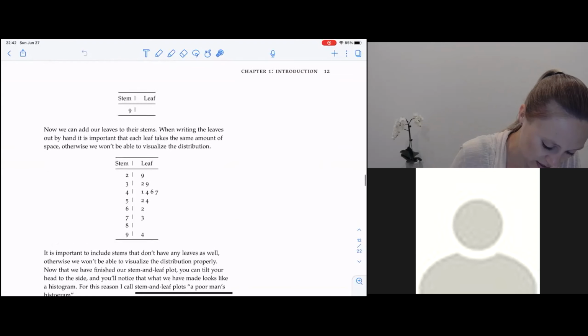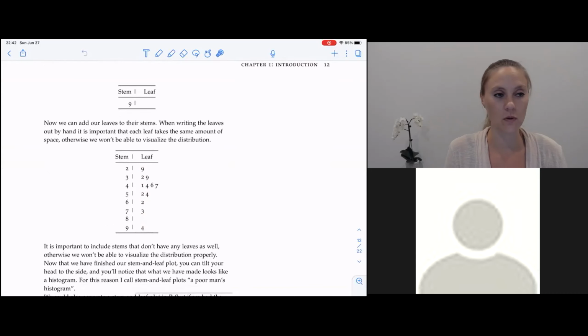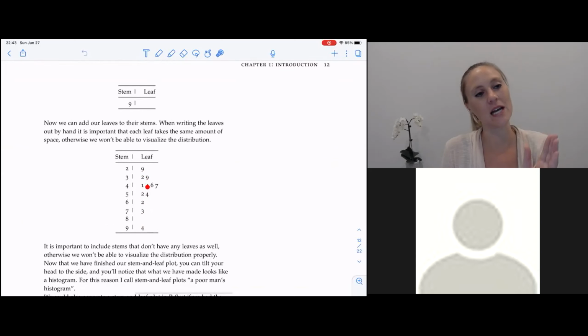So what you do is you add the leaves. So when you write these by hand, which you won't have to do, make sure that when you stack them, each leaf takes the same amount of space. Because what you're actually doing is you're basically building a histogram, right?